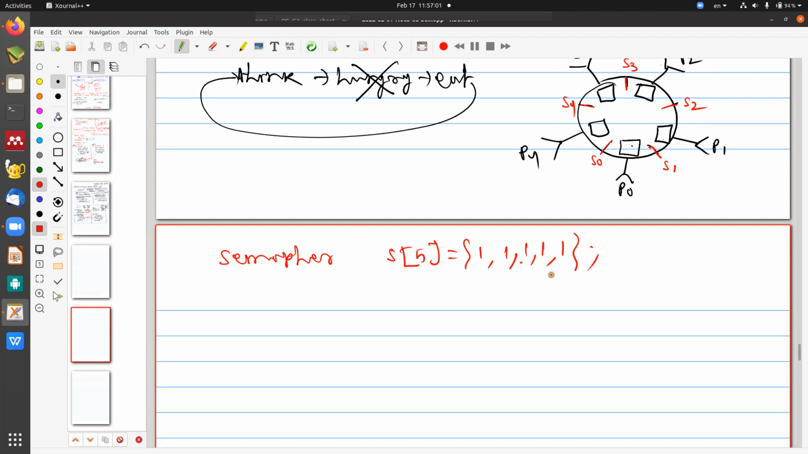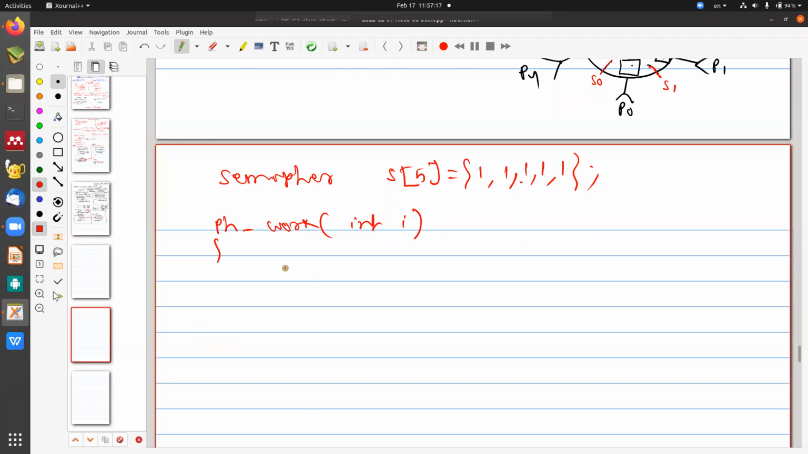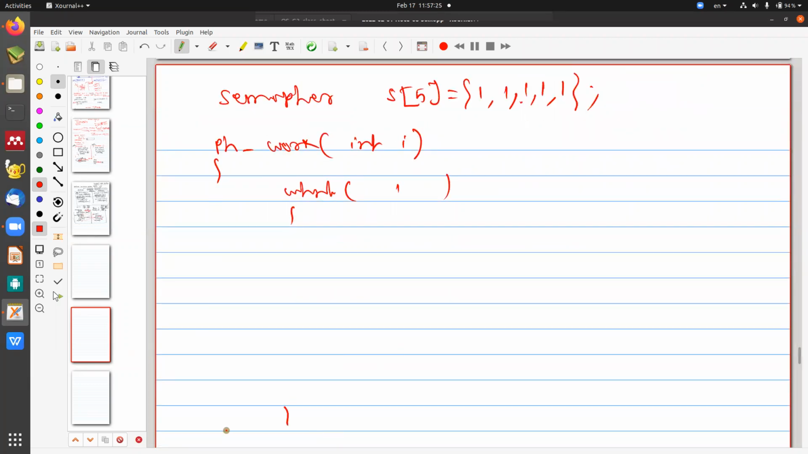Then how can a process eat? The process work is like this. You can say it is a philosopher's work. Which philosopher? You can take an integer i, the ith philosopher. And what is he going to do? He is doing a repeated work, an infinite work, because this loop is infinite. What are they doing? Eating and thinking. They will think, then eat, then think, then eat like this.